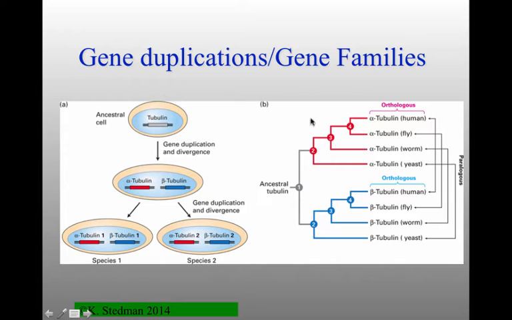So now we've got paralogs, alpha tubulin and beta tubulin, in this ancestor back here. So alpha tubulin and beta tubulin are paralogs of each other. Now, once you're in these new species, which is what happens down here, now we can have orthologs, and all the orthologs of alpha tubulin are up here. So alpha tubulin in human is an ortholog of alpha tubulin in fly, which is an ortholog of alpha tubulin in worms, which is an ortholog of alpha tubulin in yeast.